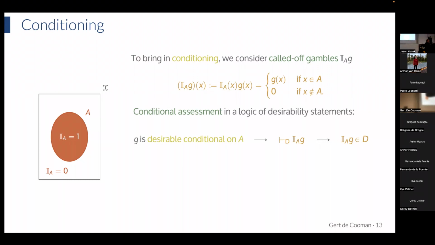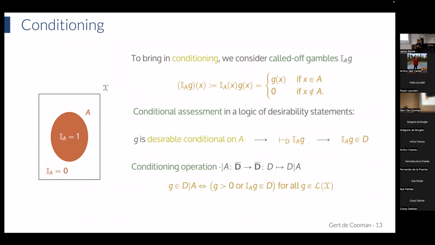There's also an operation called conditioning. That is, if you have a set of desirable gambles, so you have a desirability model, you can ask yourself, what is the conditional model that I can derive from that? So how do I do conditioning? In that case, I have a conditioning operator, which I will denote by bullet slash A, and it turns a coherent set of desirable gambles into a coherent set of desirable gambles, and the image is denoted by D conditional A.